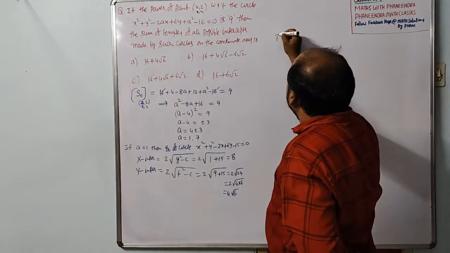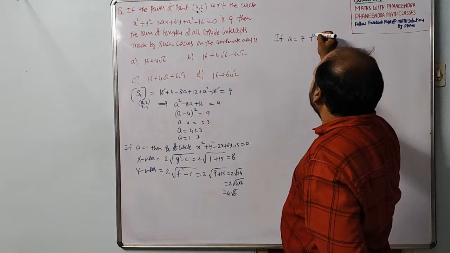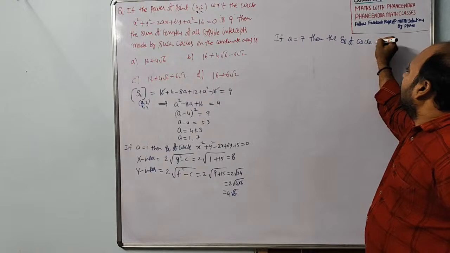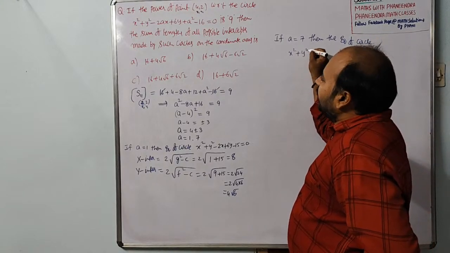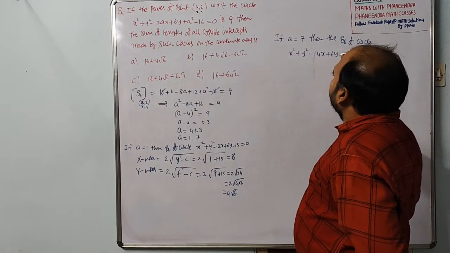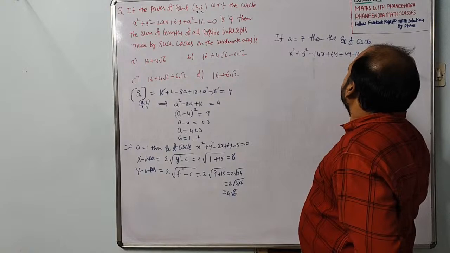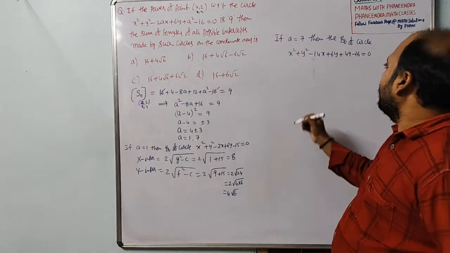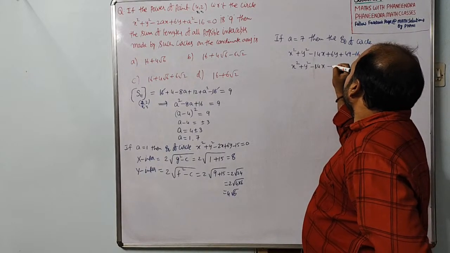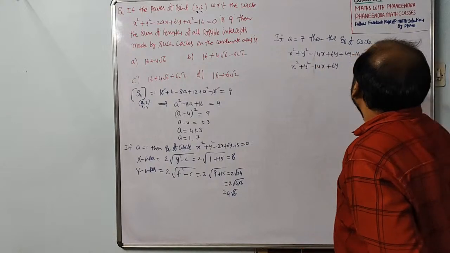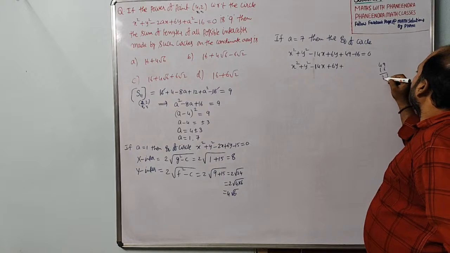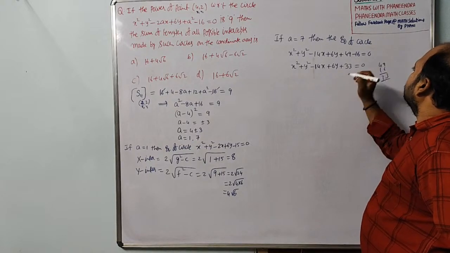In the case of a equal to 7, the equation of the circle is x square plus y square minus 14x plus 6y plus 49 minus 16 equal to 0. 7 square means 49, 49 minus 16 is 33. So x square plus y square minus 14x plus 6y plus 33 equal to 0.